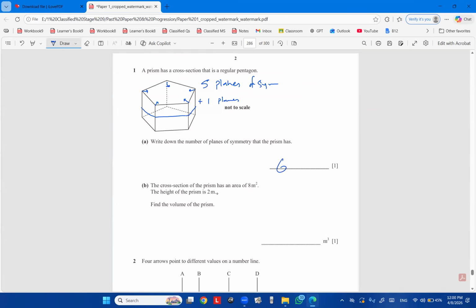The cross-section of the prism has an area of 8 meters squared. The height is 2 meters. Find the volume. We all learned that the volume is area of cross-section multiplied by height. The area of the cross-section is 8, so it is 8 multiplied by the height, which is 2, so it equals 16 meters cubed. This is the final answer.